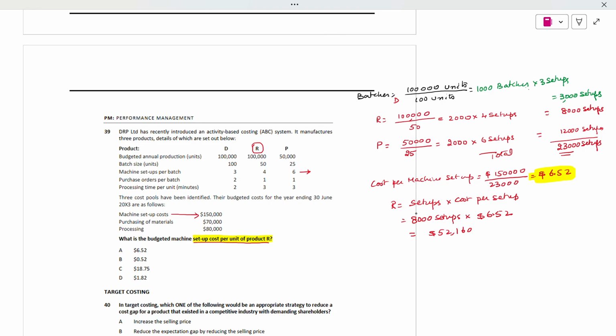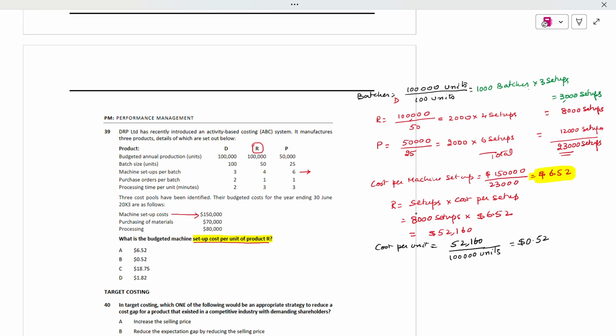What they were asking was cost per unit. Cost per unit is how much? 52,160. How many units are there? 100,000 units. So it is 0.52.